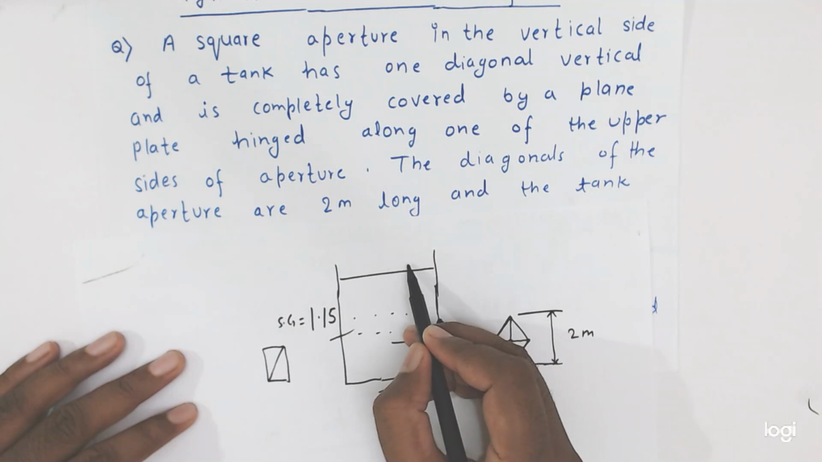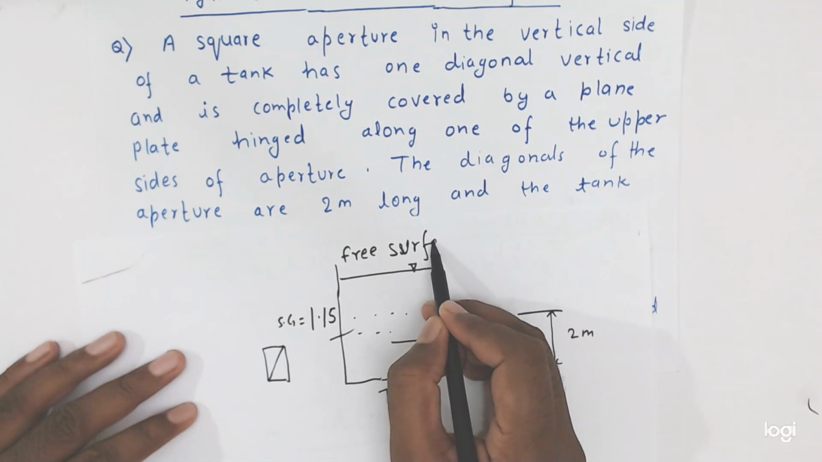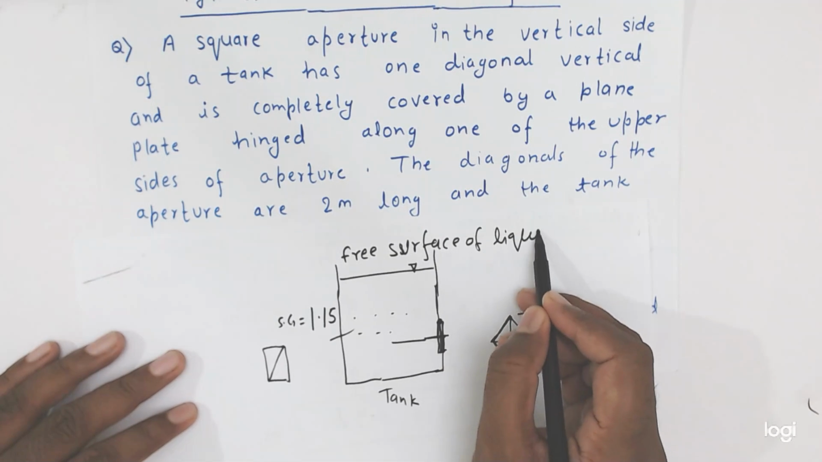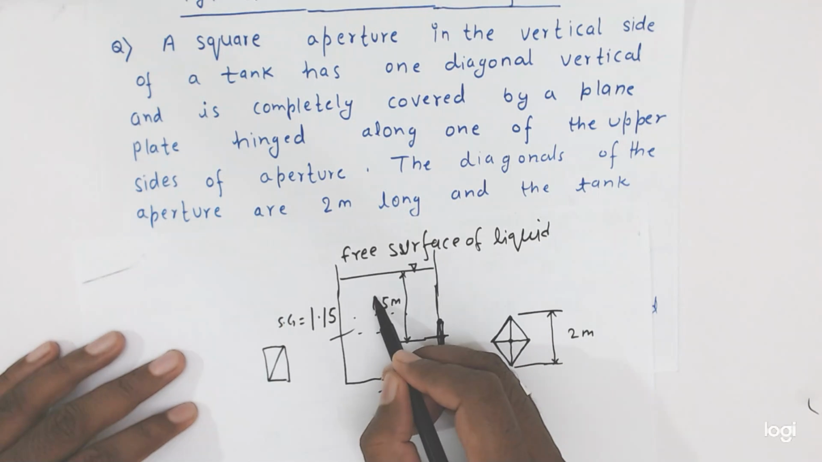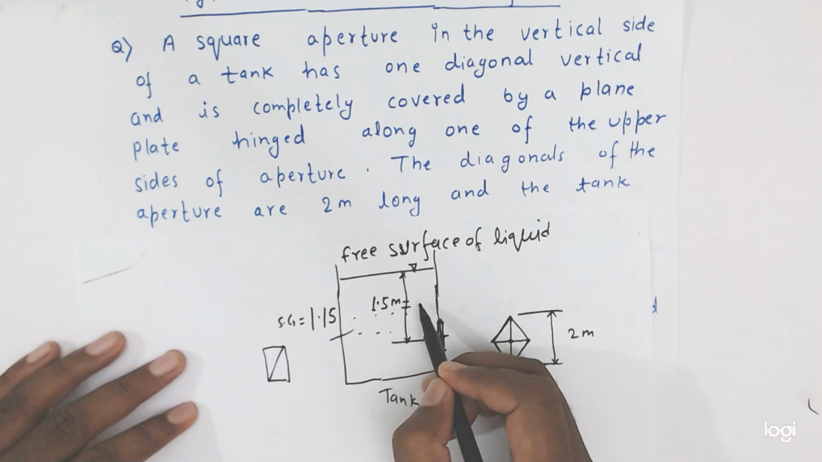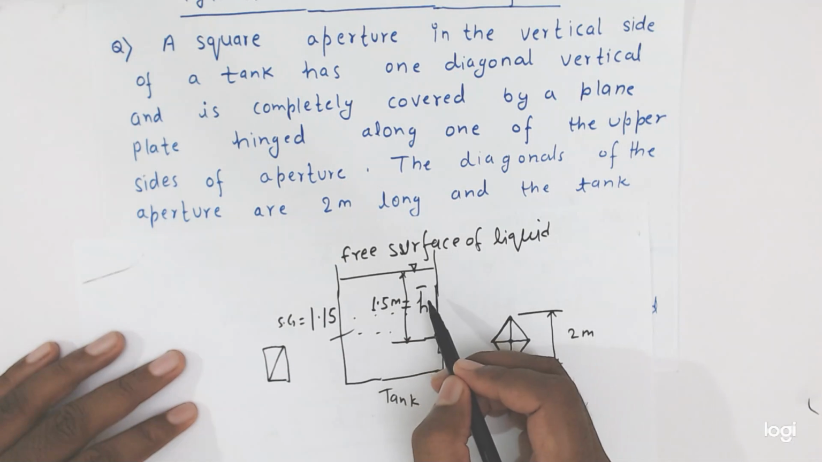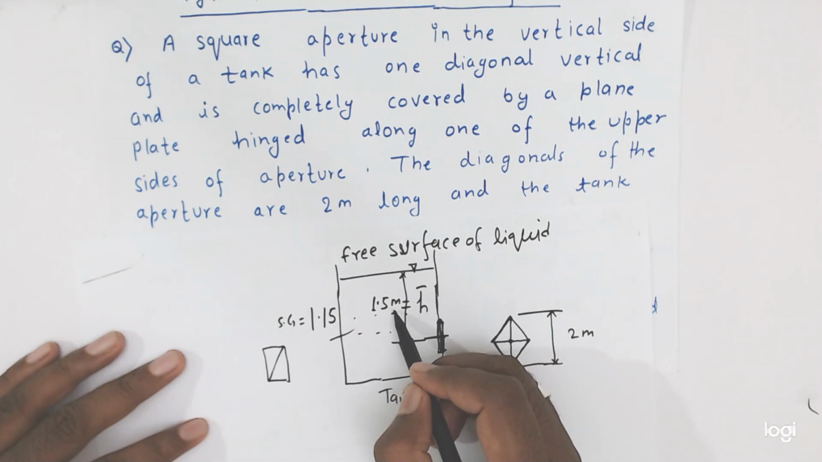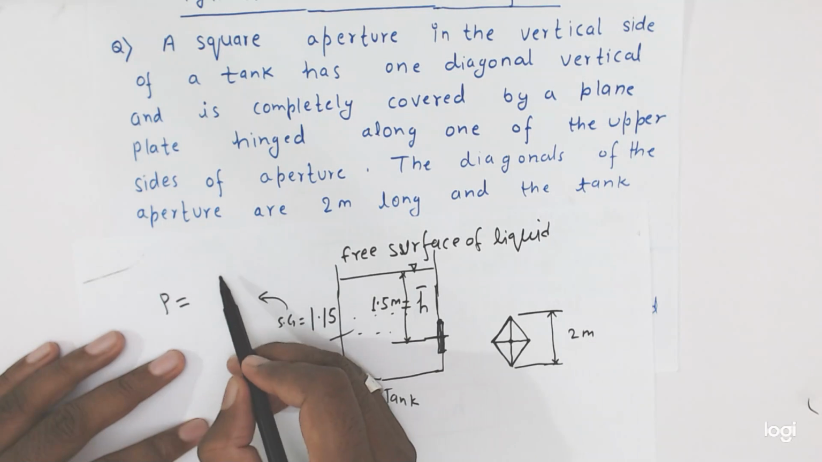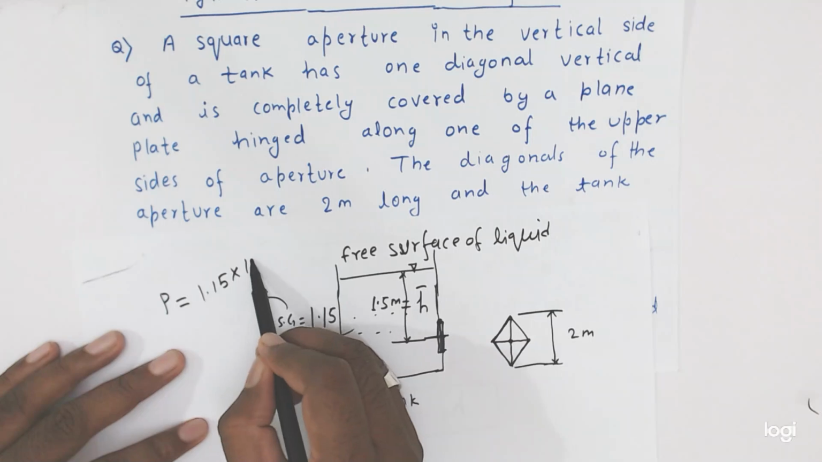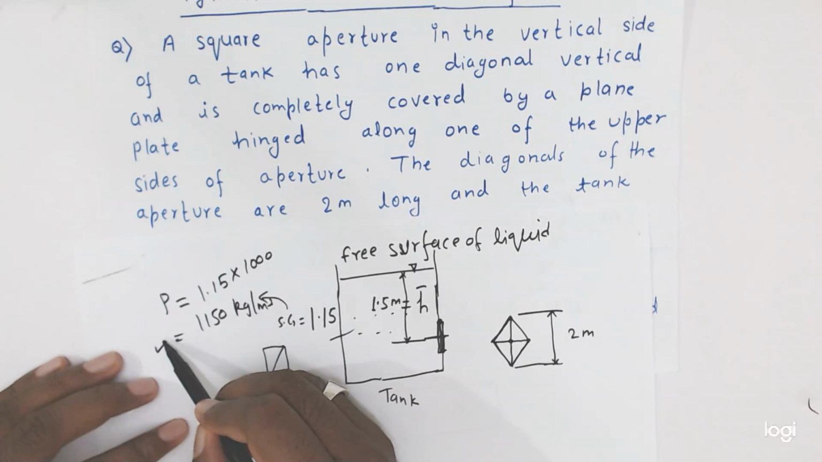This is the free surface of the liquid. So from here to this center is equal to 1.5 meter. Okay friends, it is denoted as h bar, because h bar is the distance from the center of the aperture to the free surface. So h bar is given as 1.5 meter and specific gravity is given. So from here we will calculate the density rho equal to 1.15 into 1000 equal to 1150 kg per meter cube. So density and h bar are calculated.